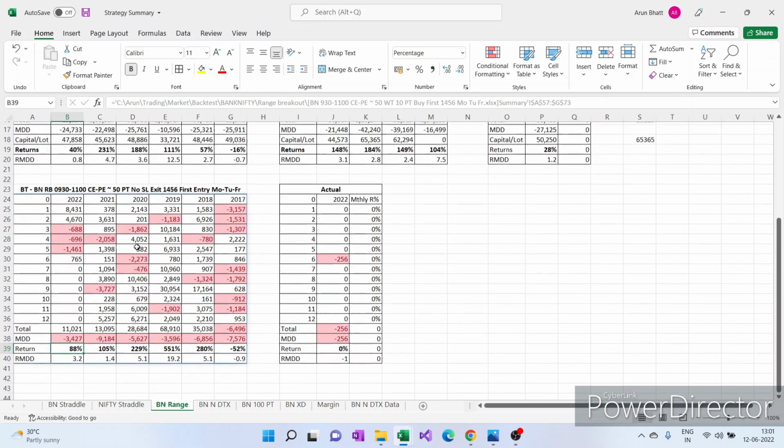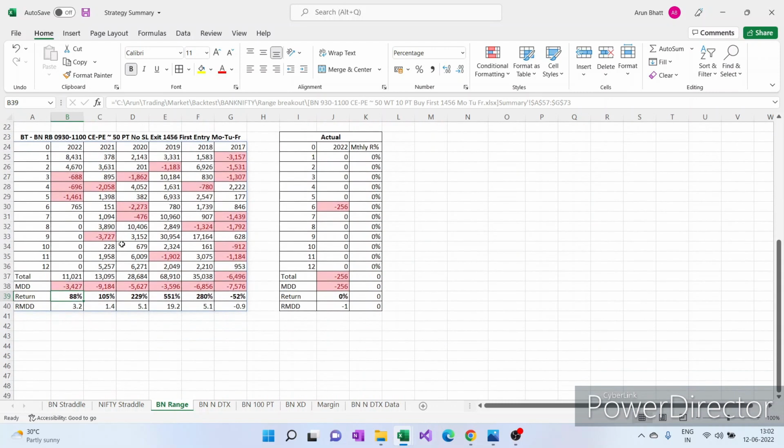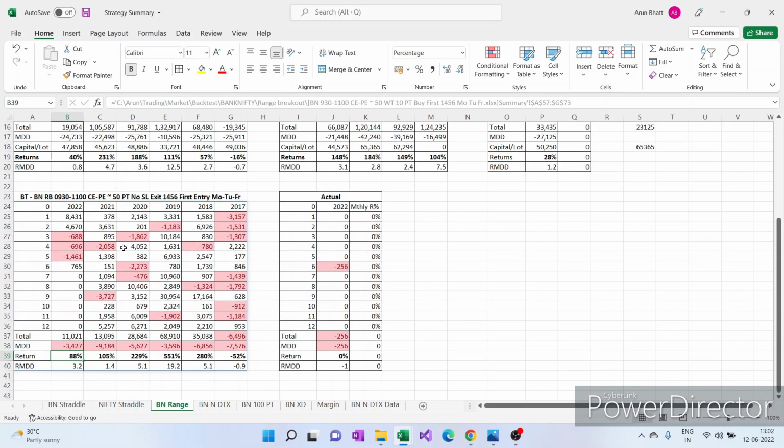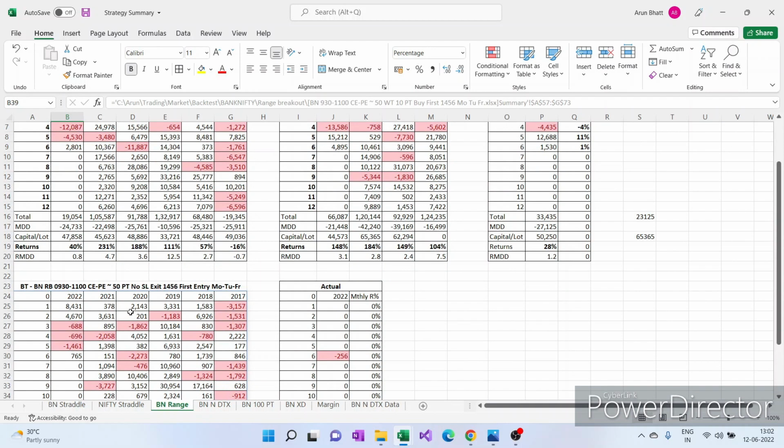And in buying, again, it is a momentum based buy, where we are buying when some range is breaking. So there will always be slippage, and even if it is a 5 point slippage, it will be more on 50 point.